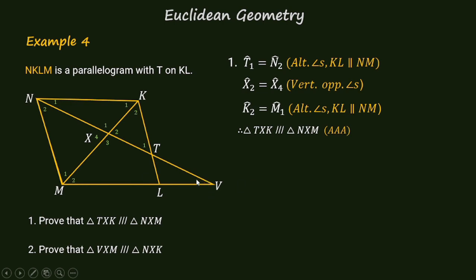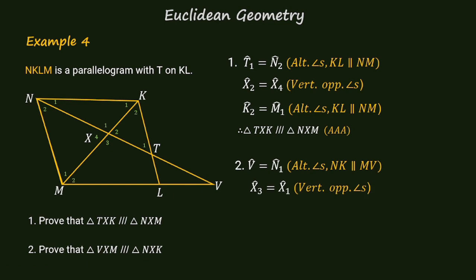The angle V will be equal to N1. Remember, we are matching two triangles, the triangle VXM and the triangle NXK. So we are interested in this triangle and this triangle. Here we can show that V equals N1. Those are alternating angles because NK is parallel to MV. X3 will be equal to X1. These are vertically opposite angles.